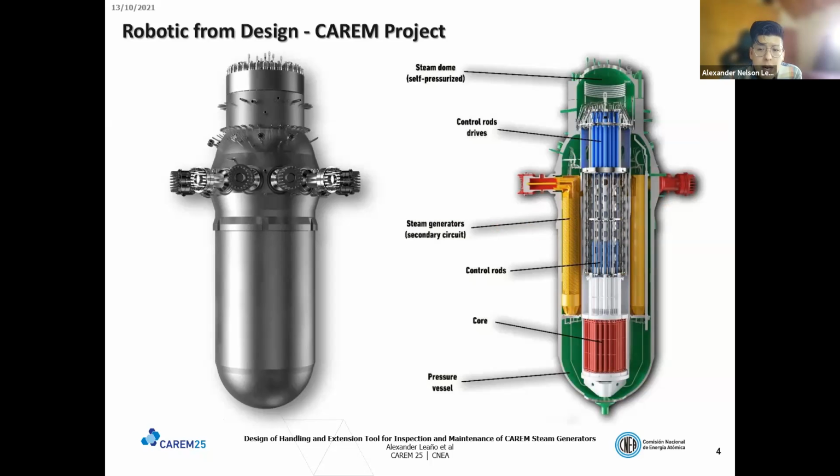CAREM is an Argentinian concept of modular reactor. It has innovative safety measures as an integral part of the idea. The use of robotics and automation is being included from the design for different tasks. One example is the development of a robotic system for inspection and maintenance of the steam generators. The inspection of the steam generator tubes is performed every time the reactor is stopped for refueling, approximately once a year.